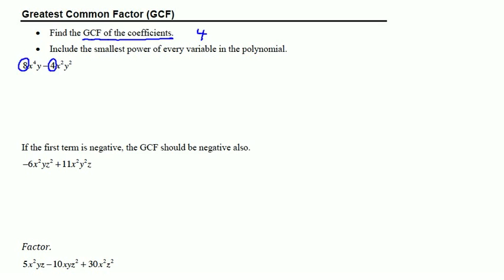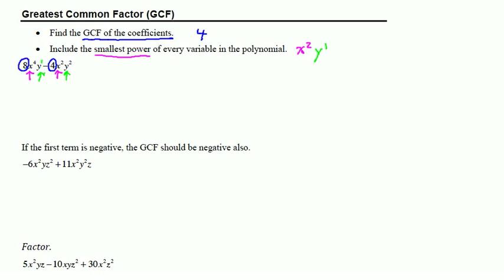Next, I look at each variable one at a time, and I want to take the smallest power of that variable. So here I have x to the 4th and x squared. My smallest power of x is x squared. Looking then at my y factors, I have y to the power 1 here, and I have y to the power 2 here. Y to the power 1 is my smallest power of y.